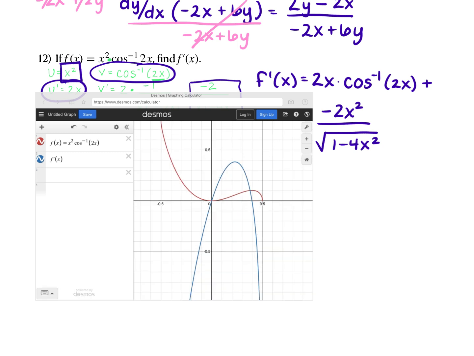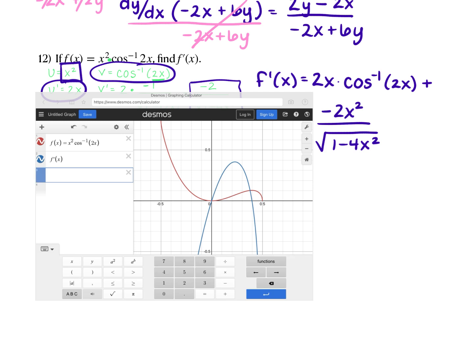But let's take a look. So I have 2x times inverse cosine of 2x out here. I'm just going to write this as a minus because it's technically plus a negative. 2x squared divided by, oh good, that worked the way I wanted it to, square root of 1 minus 4x squared. Beautiful. That's exactly what I wanted to see.